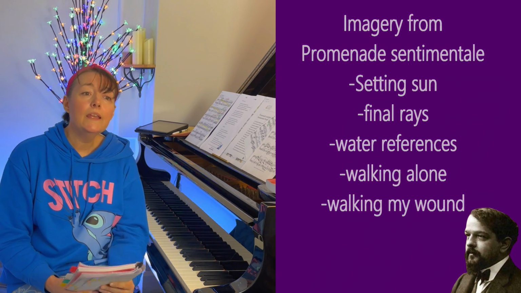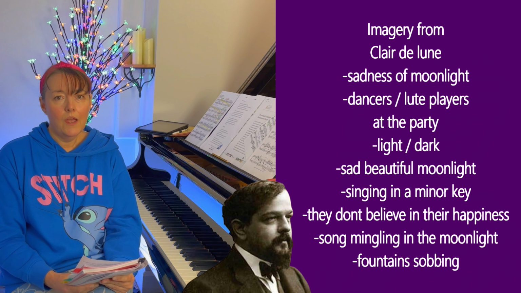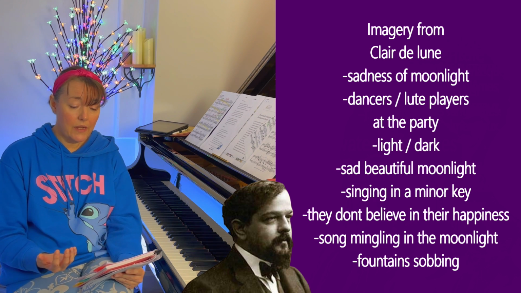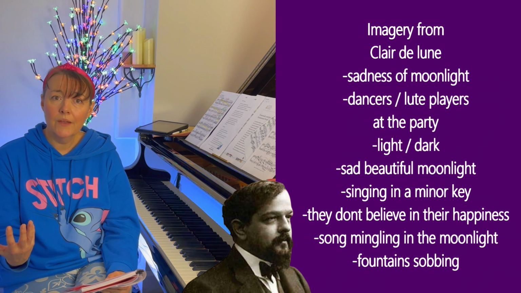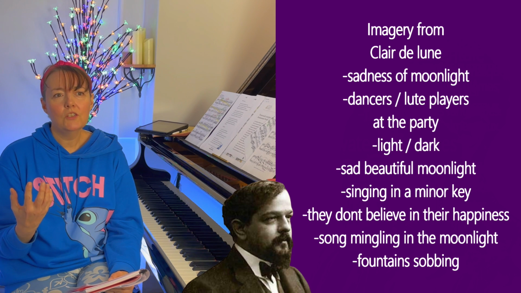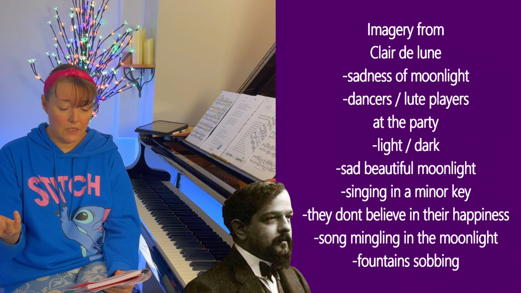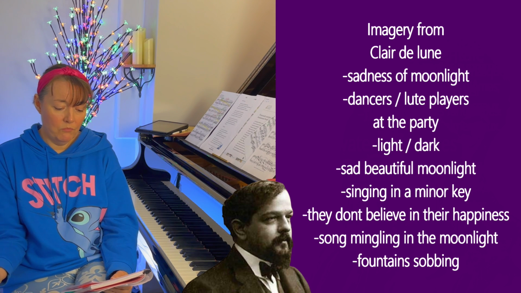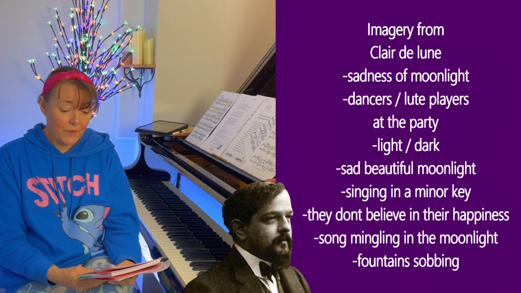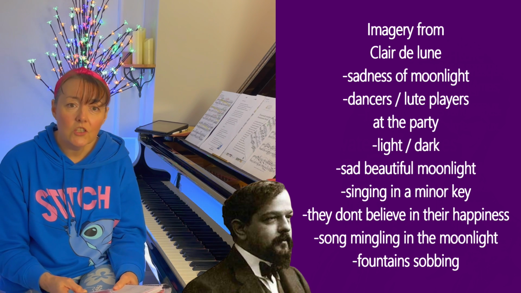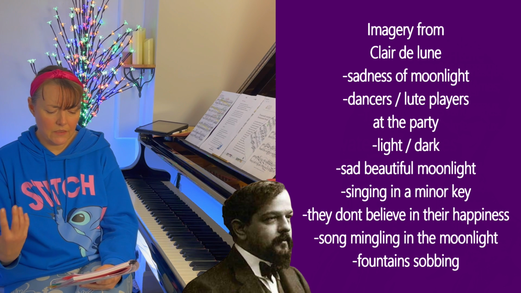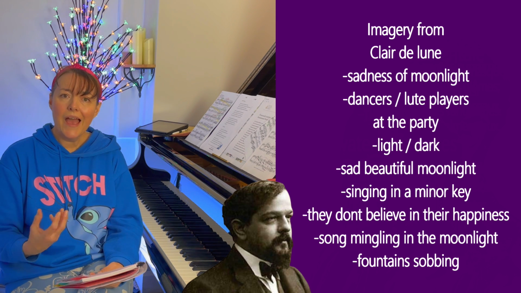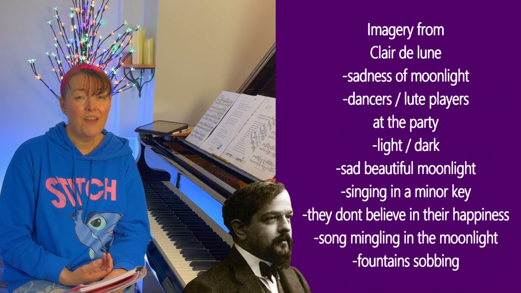Some of the imagery in the Clair de Lune poem, it talks of the sadness of moonlight, and that's juxtaposed with dancers and lute playing at the party. The thing that stood out to me was the juxtaposition between lightness and darkness. Sad, beautiful moonlight, singing in a minor key. They don't believe in their happiness, and song that was mingling in the moonlight. Also still moonlight, sad and beautiful, birds dreaming in the trees, and fountains sobbing. That's a really amazing image which we can definitely hear.